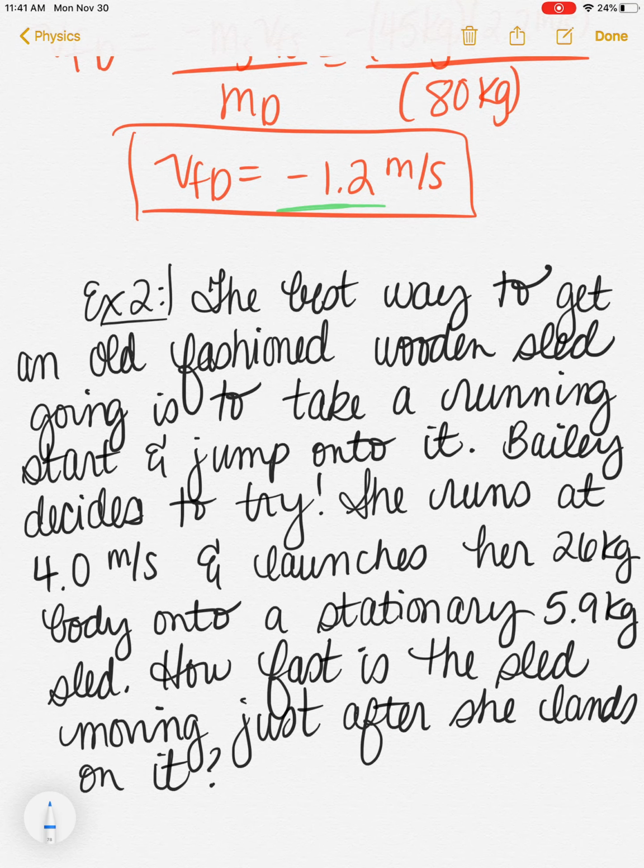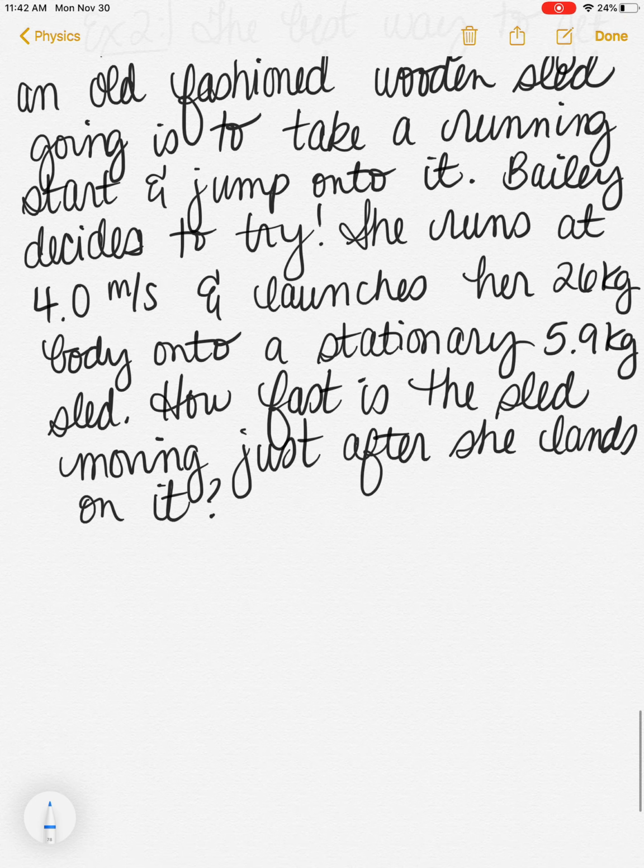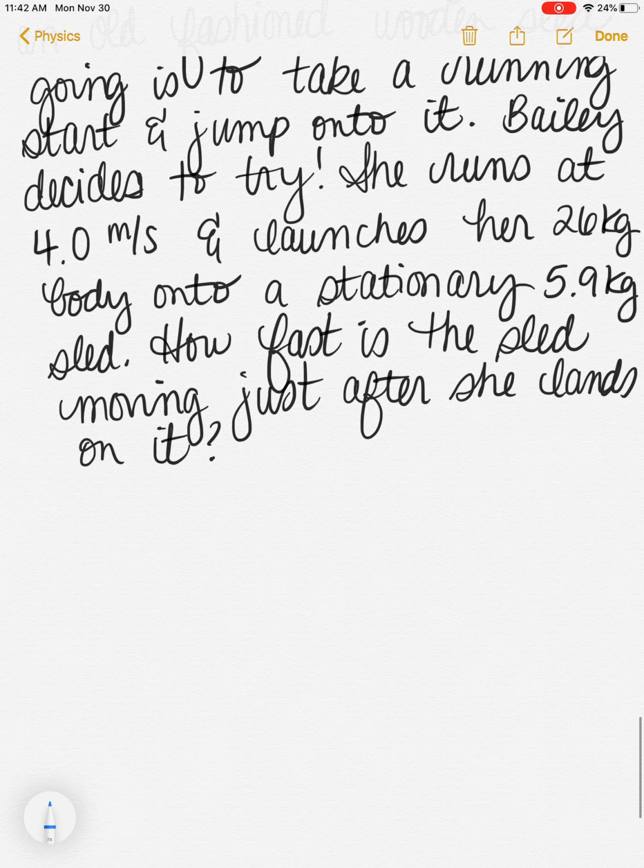Second sample problem here. The best way to get an old-fashioned wooden sled moving is to take a running start and jump onto it. Bailey decides to give it a try. She runs at 4.0 meters per second and launches her 26 kilogram body onto a stationary 5.9 kilogram sled. How fast is the sled moving just after she lands on it?